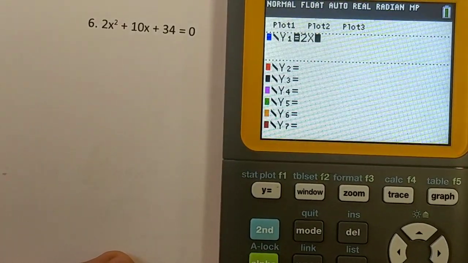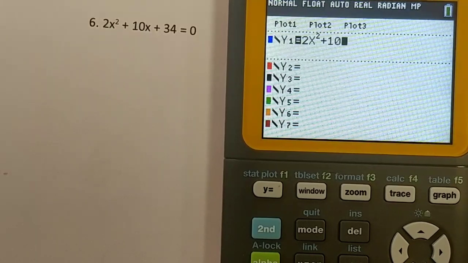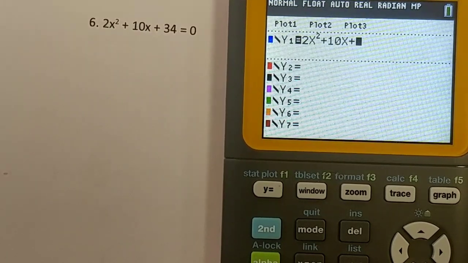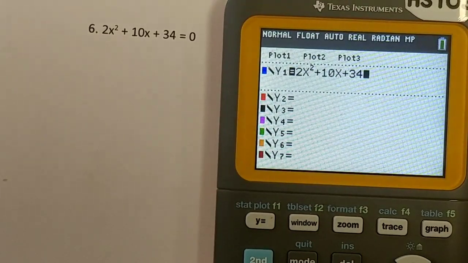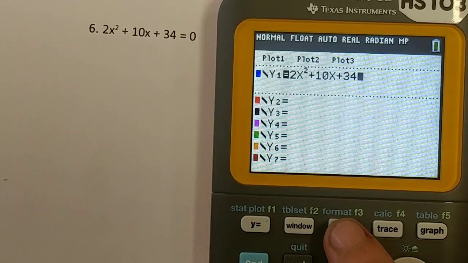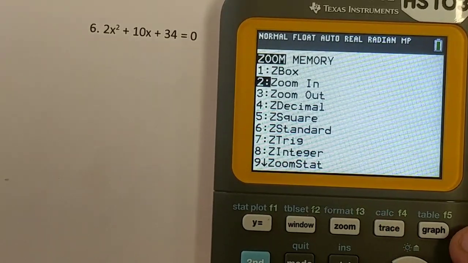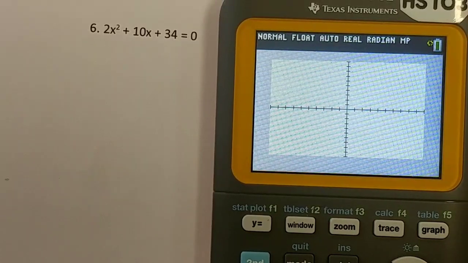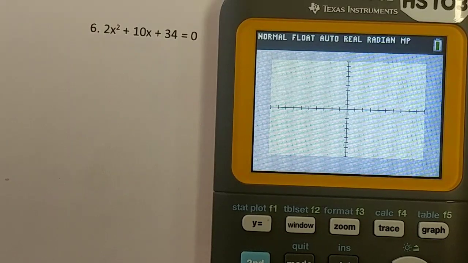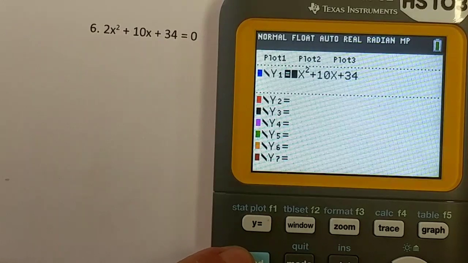So 2x squared plus 10x plus 34. Now, I'm going to do this. You don't have to do this every time you graph, but I'm going to click zoom, and I'm going to click zoom standard. So it's option 6. After I click that, it should graph whatever I have, if I typed it in right, hopefully.